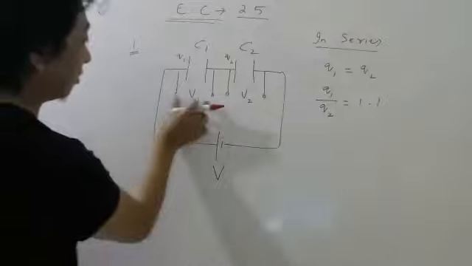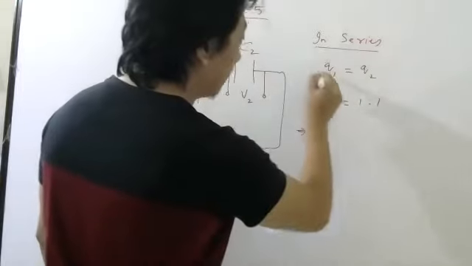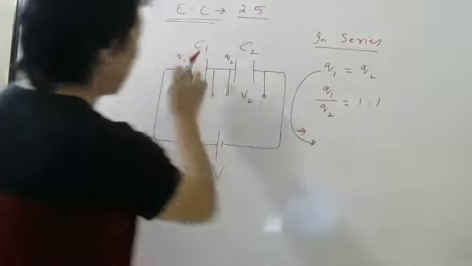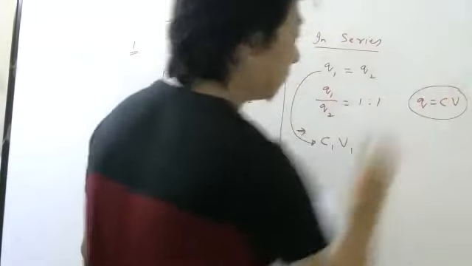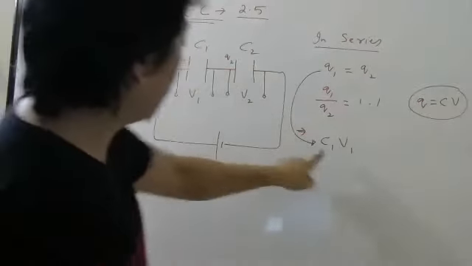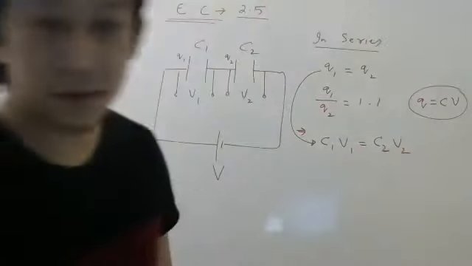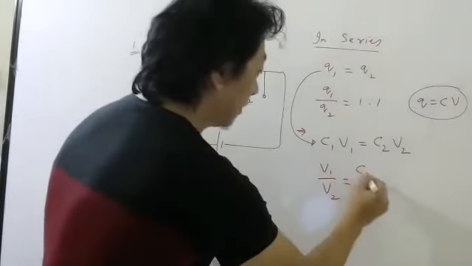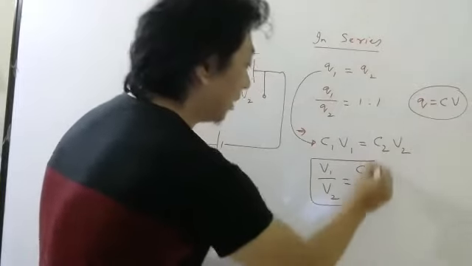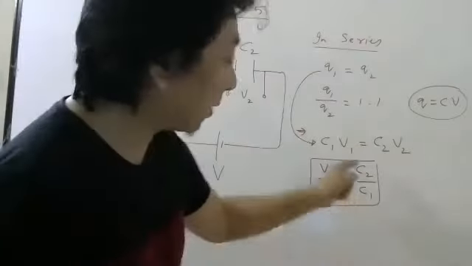What about voltage ratio? How will this voltage divide? That is very simple. Since you know Q1 is equal to Q2, what is the formula for charge here? C1 into V1, right? All of you know the formula, Q equal to CV. Yes or no? So here the charge will be C1 V1 and here the charge will be C2 V2. That means the ratio of the voltage V1 by V2 will be the opposite, C2 by C1. Opposite it will be. So voltage will divide in inverse ratio of capacitance.